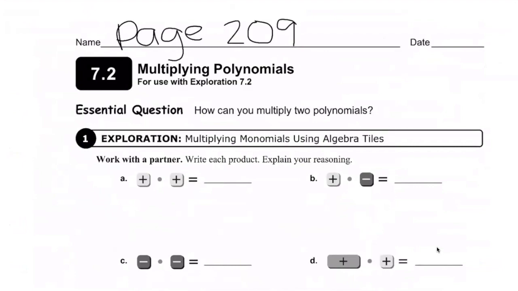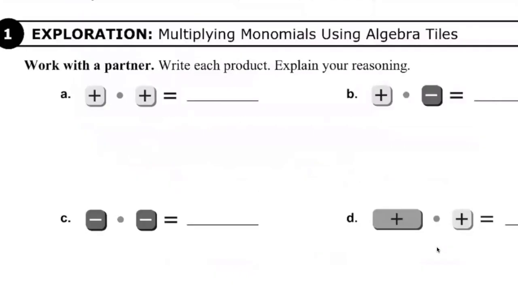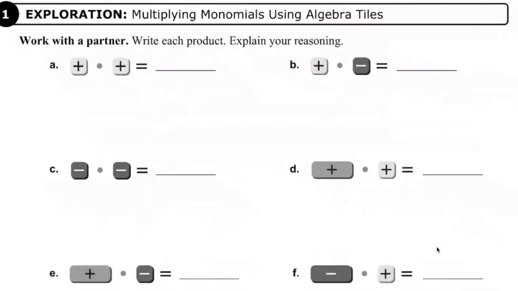So to start off, we will be on page 209 in your student journal. And so we're going to start off by just some basic things that you need to know in regards to multiplying polynomials. And we're going to start off by using those algebra tiles that we started with last section.